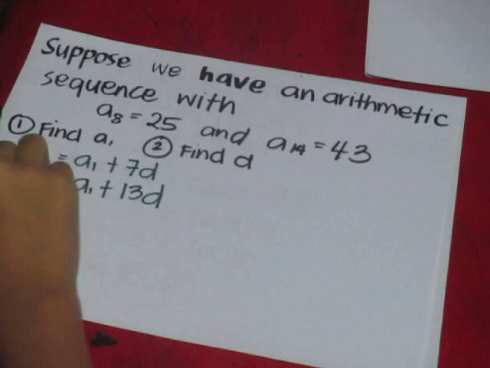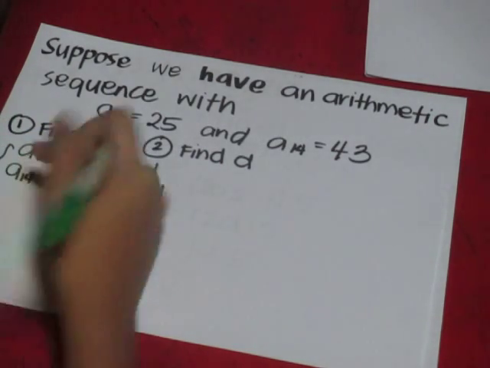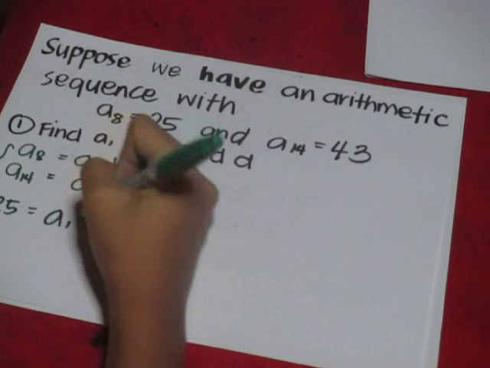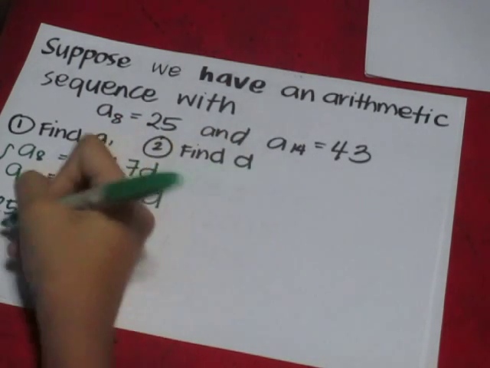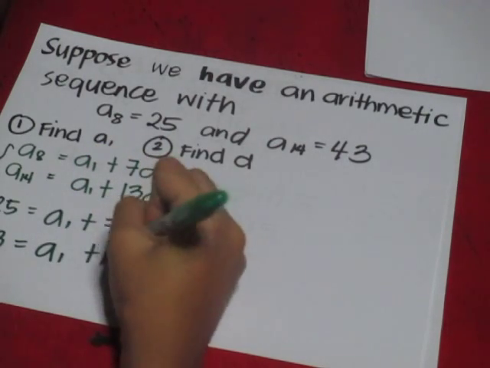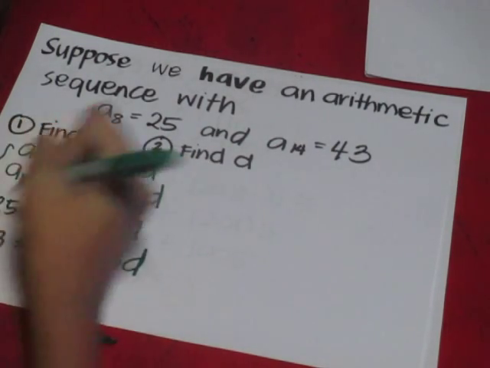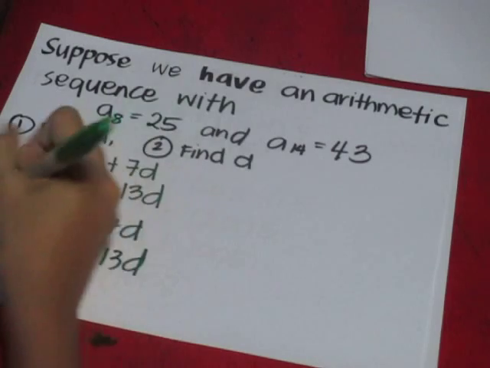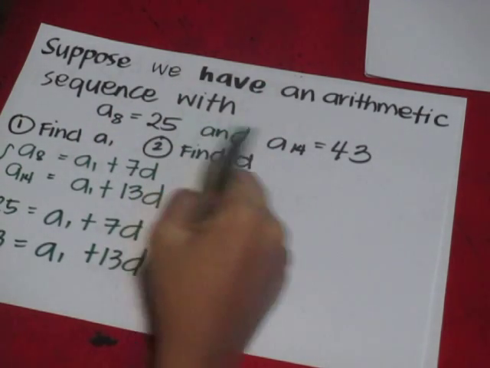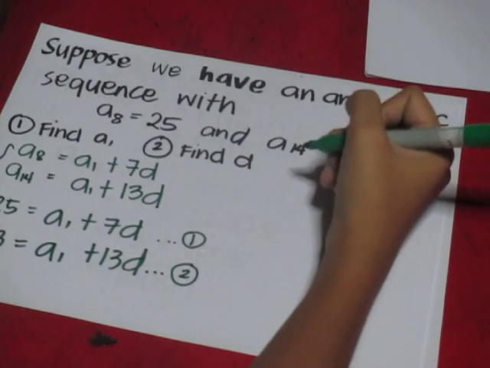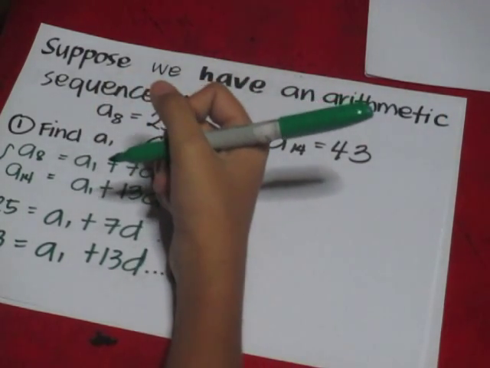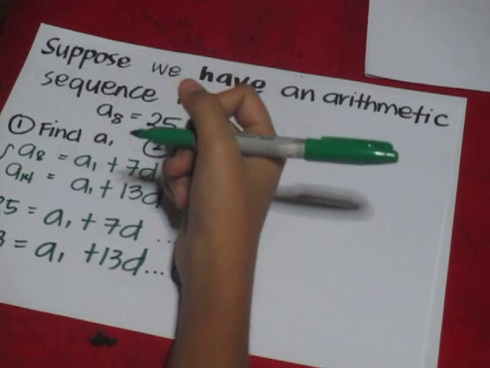We're going to substitute the value of a sub 8 and a sub 14. That's 25 is equal to a sub 1 plus 7b, and 43 is equal to a sub 1 plus 13b. We're going to name this equation 1 and this is equation 2.